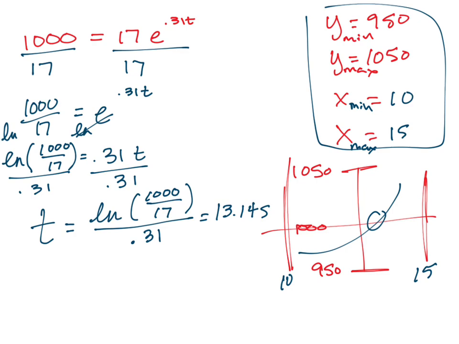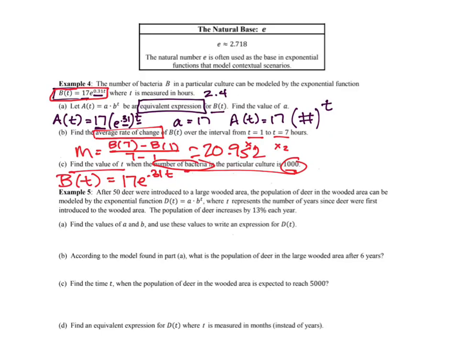Okay, so we're done with the calculator portion of that. You have to know the difference between plugging in 1,000 and setting it equal to 1,000. Our answer here, when we solved for t, was 13.14. Is it hours? Seconds. Is it seconds? I think it's hours.